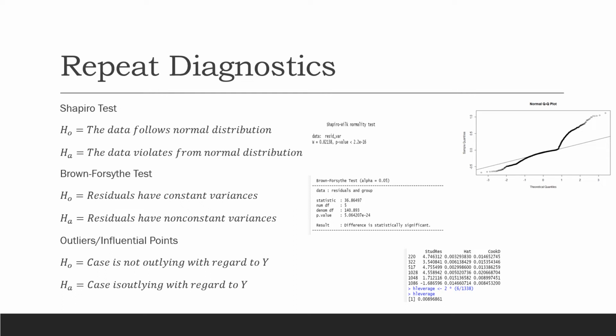Additionally, the influential points were determined to be 1048 and 1086. Moving forward, WLS and robust regression will be used to hopefully resolve these problems.